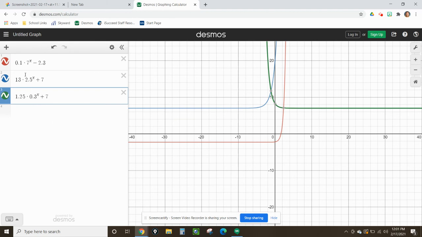So either by looking at the growth factor, you can tell, or if you're not sure, hop on Desmos anytime. You can just have the tab open next to wherever you're working and type it in and see what it looks like on the graph so you can see that it's decreasing.